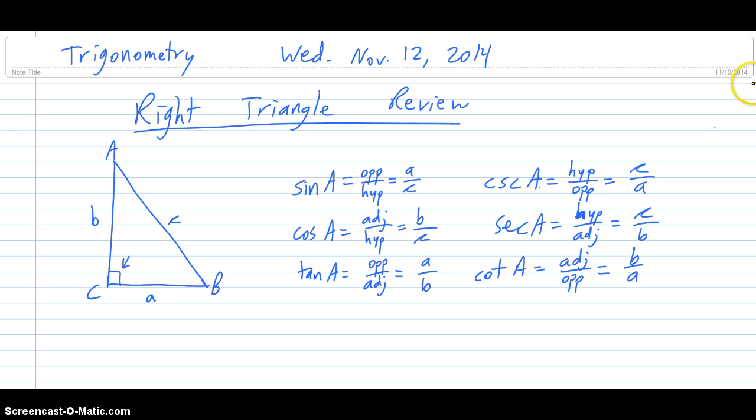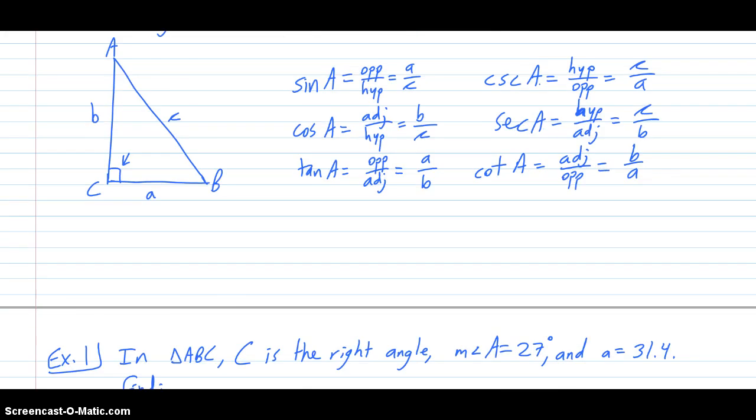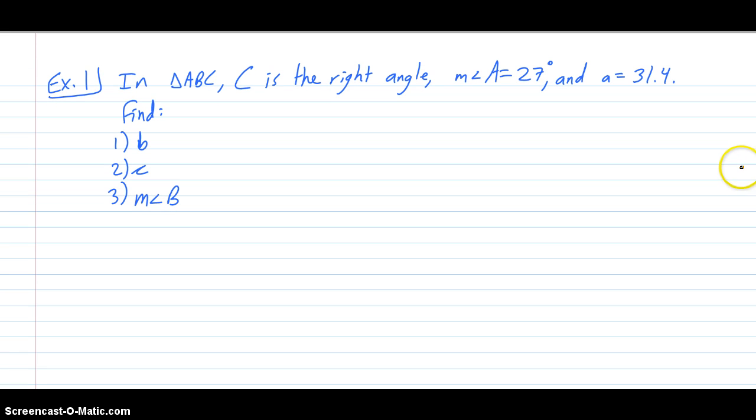Alright, hopefully that was a review for you, but we're going to be using that, and what we're going to be doing is actually solving these right triangles. That's what this is called, solving right triangles. So basically what will happen is you'll be given a triangle, you'll be given pieces of information as follows. In triangle ABC, C is the right angle, measure of angle A is 27 degrees, and the side little a, which is across from big A, is 31.4. They want us to find the length of B, the length of C, and the measure of angle B.